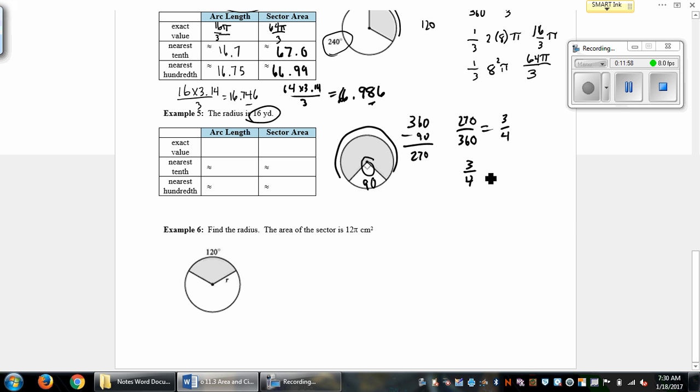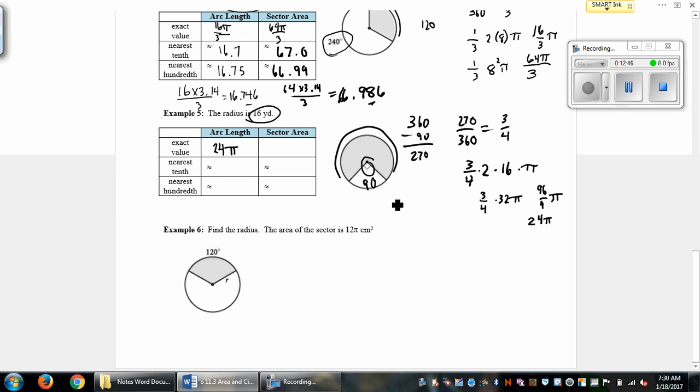So 3/4 times 2 times our radius of 16 times pi. So 32 times 3/4. So we have 3/4 times 32 pi. So we multiply the 3 and the 32. We get 96 divided by 4 times pi. And 96 divided by 4 is 24. So we have 24 pi for our arc length.